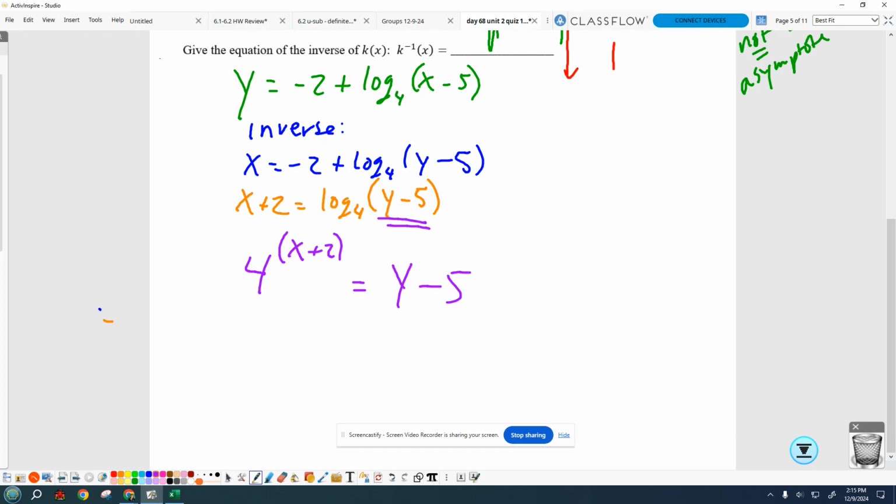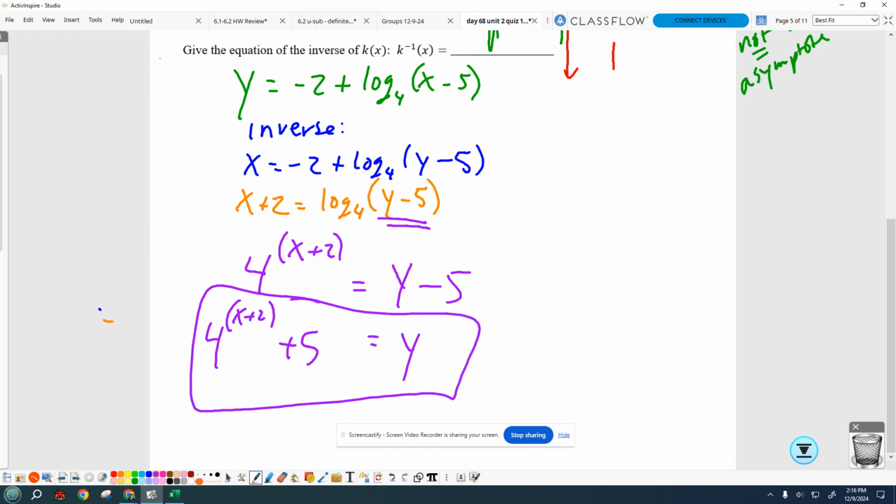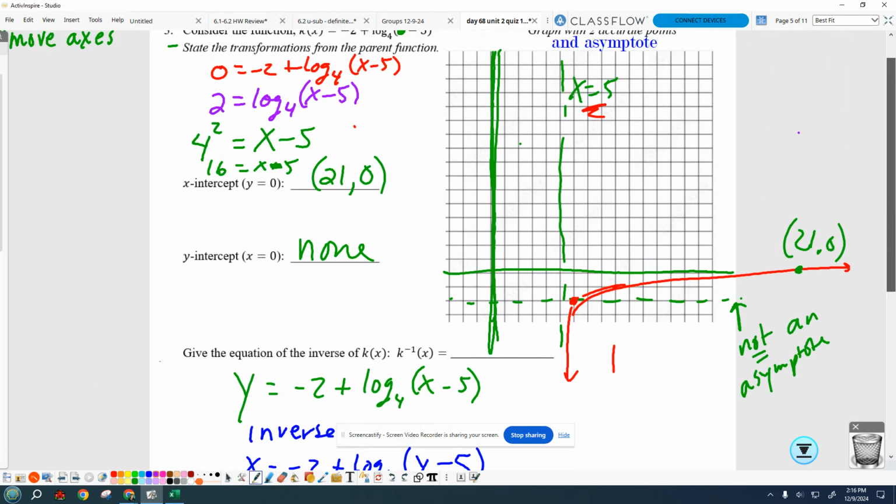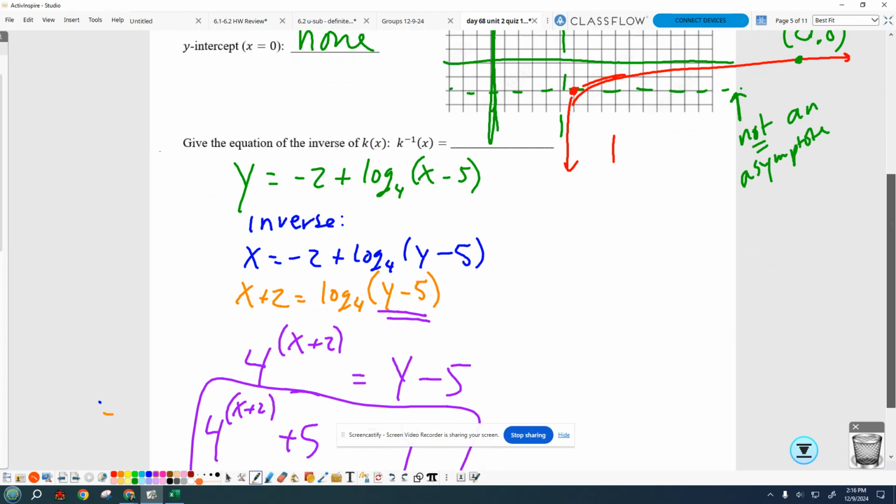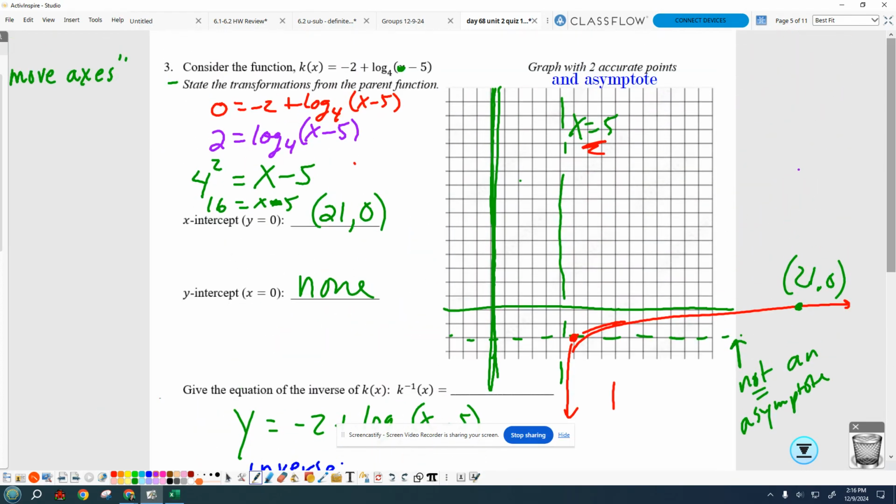So my very last step, I still don't quite have y all alone. Subtract 5. I mean, add 5. Thank you. There's our inverse. Okay? All right, I want to show you one more thing before I have you try the others.